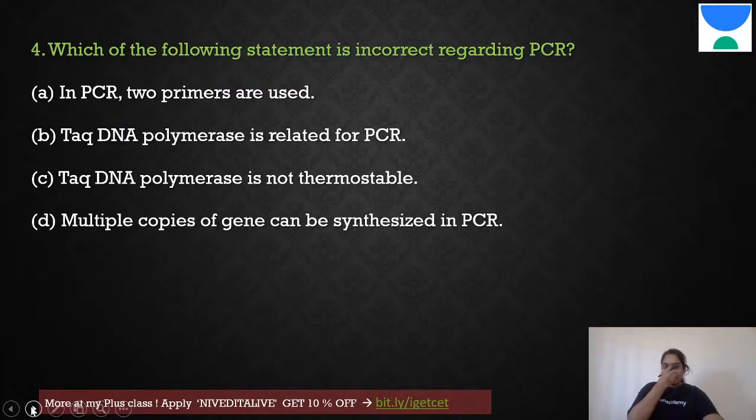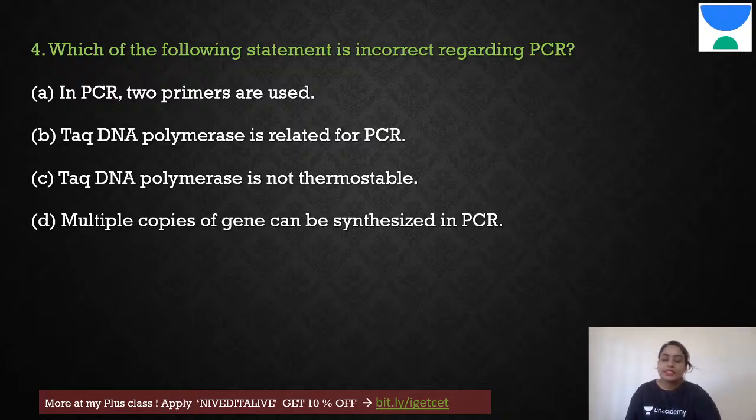Next one. Which statement is incorrect regarding PCR? In PCR, two primers are used. Taq polymerase is related to PCR. Taq DNA polymerase is not thermostable. Multiple copies of a gene can be synthesized in PCR. So what do you think is the answer here, students? No idea.